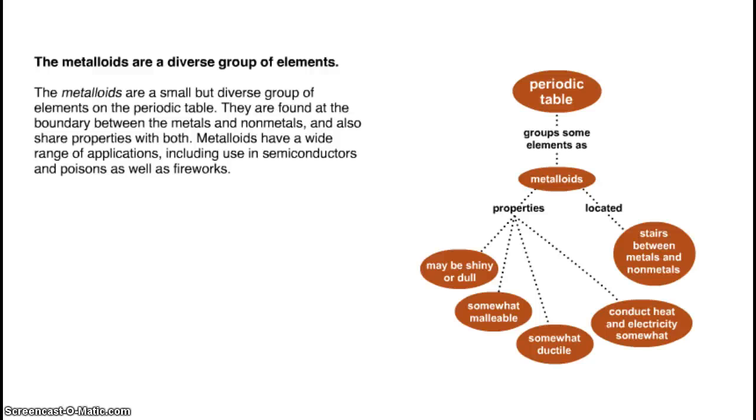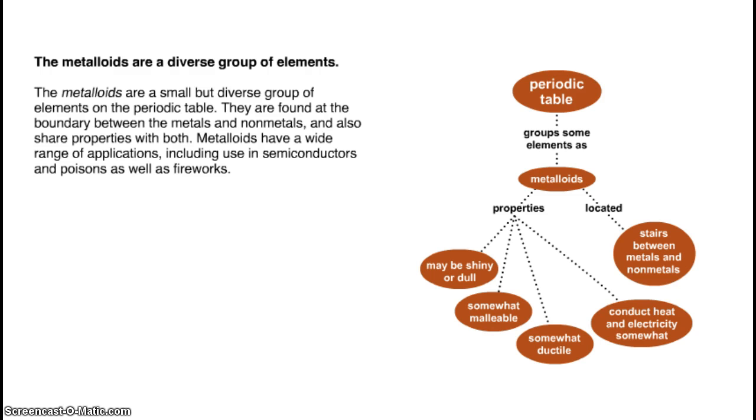The metalloids are a diverse group of elements. The metalloids are a small but diverse group of elements on the periodic table. They are found at the boundary between the metals and the nonmetals and also share properties with both. Remember, they're kind of the in-betweens. Metalloids have a wide range of applications, including use in semiconductors and poisons, as well as fireworks.